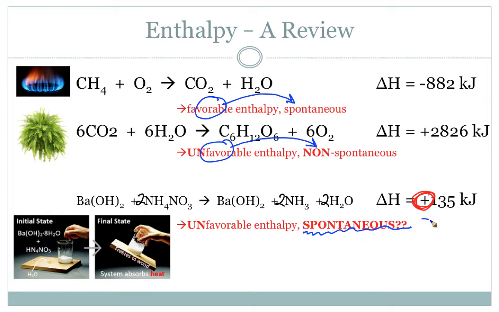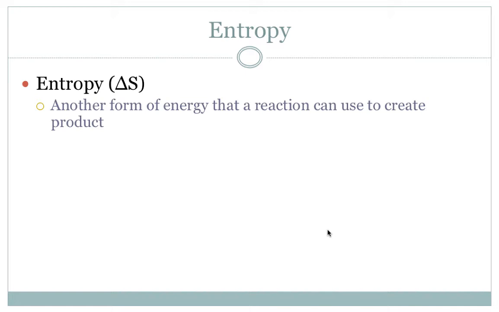The next thing we need to start doing is explaining why this reaction is able to be spontaneous despite not having a favorable enthalpy. So if you can't explain the entire process using just enthalpy, that must mean there's another force at play, and enter this new concept of entropy. Just like enthalpy has a symbol delta H, entropy has a symbol of delta S. And basically what it is, it's another form of energy that a reaction can use in order to generate chemical products.